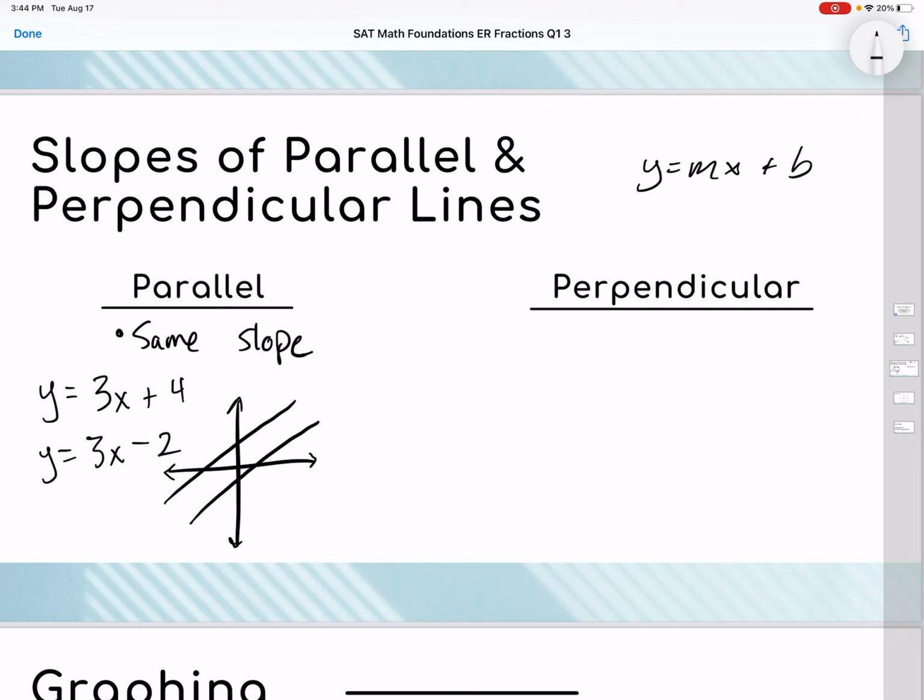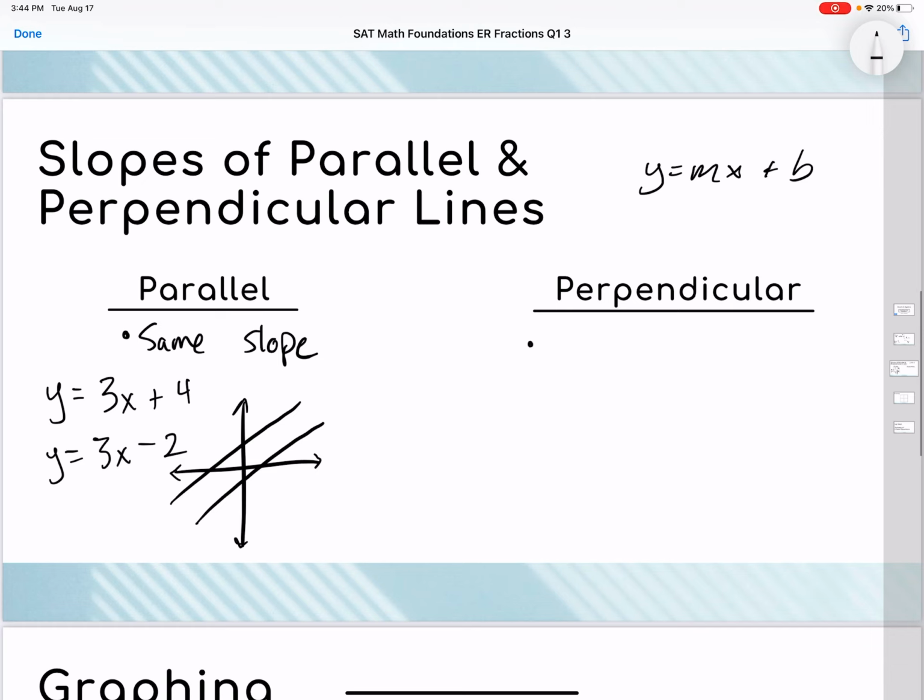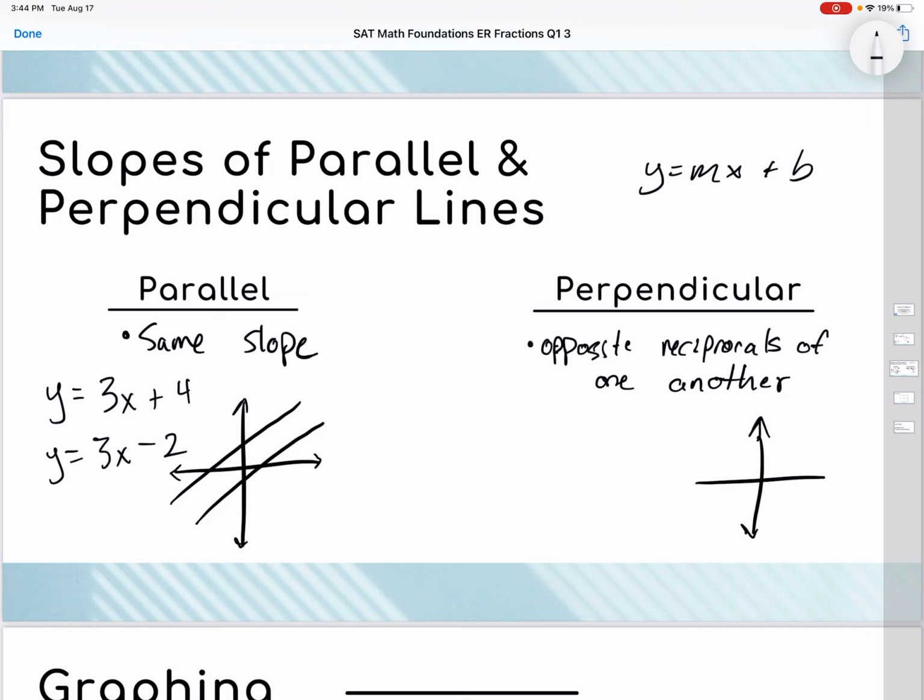Now, perpendicular lines, on the other hand, will actually have a slope that is the opposite reciprocal of the original slope, or opposite reciprocals of one another. And because they're perpendicular, if we give that a quick drawing, the lines run exactly opposite of one another, right? While one runs perfectly horizontal, the other runs perfectly vertical, at least in relation to one another.